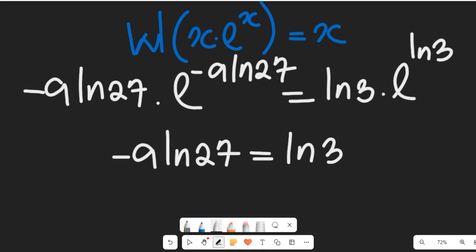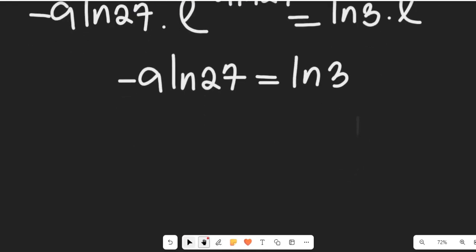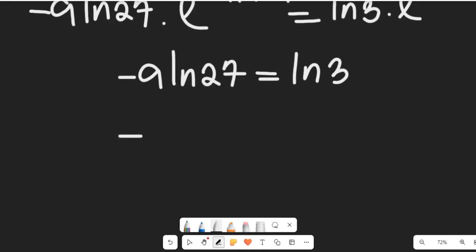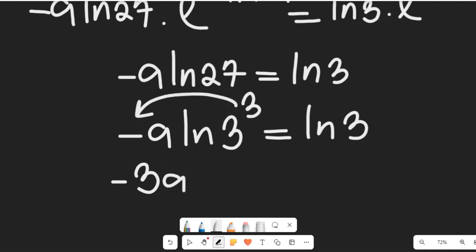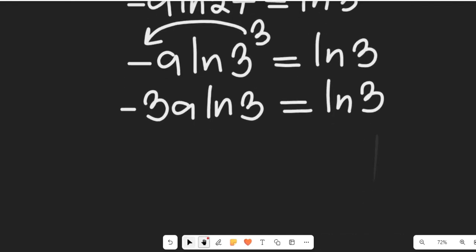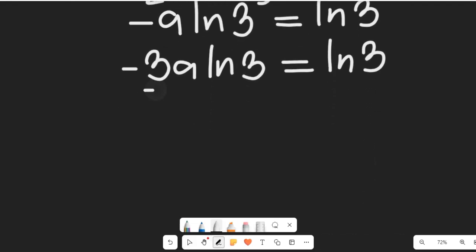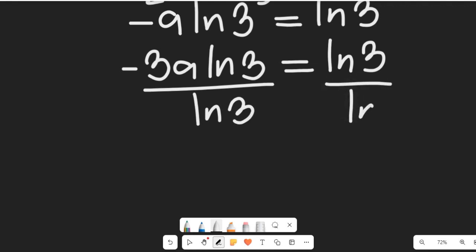So from that expression, I can simply simplify further. Now if I simplify further, I'm going to have that expression to now give me my negative a ln of 3 to the power of 3, right? And this will be equal to ln of 3. If I simplify this, I'll have negative 3a, right? According to the law of logarithm, this will come over here, and that will give me ln of 3 equal to ln of 3. Now if I simplify this, I'm going to divide both sides by the ln of 3, and I'll divide here by the ln of 3.